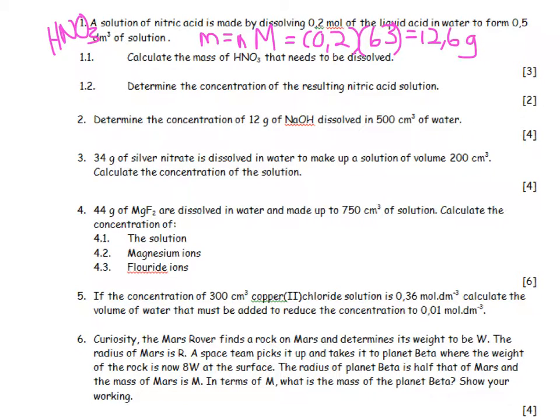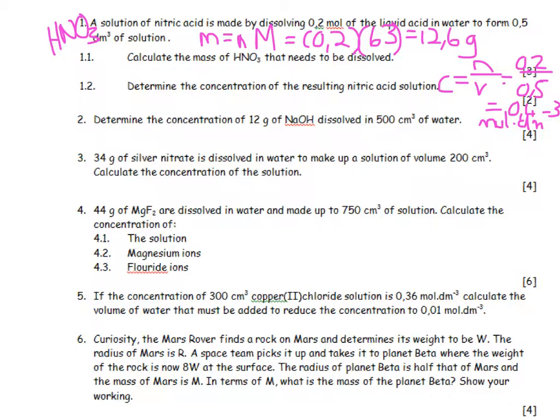Determine the concentration of the resulting nitric acid concentration. If you're not writing formulas down, I can't give you marks. Number of moles divided by volume. They've given me a number of moles, they've given me a volume, and I land up with 0,4 moles per cubic decimeter. Remember, minus 3 over there, it's per cubic decimeter.